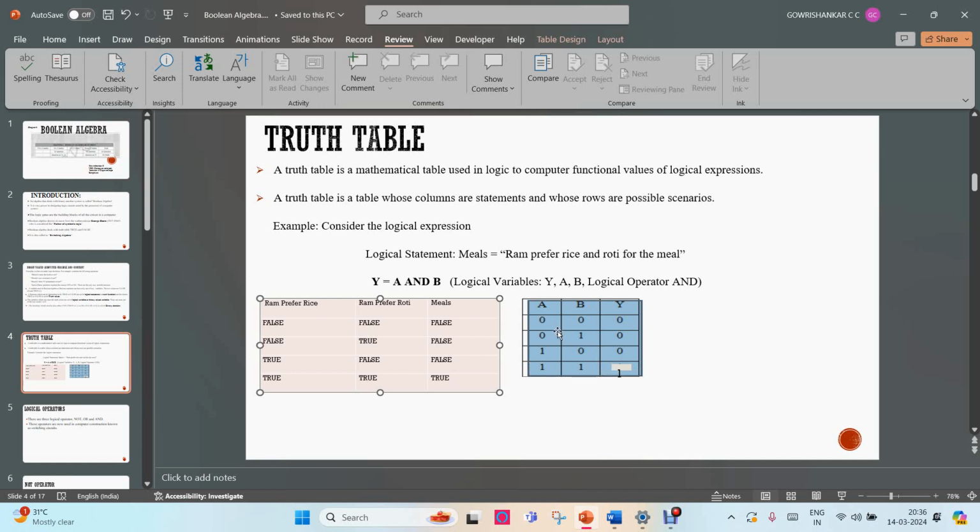See, A, Ram prefers rice: false, and the output becomes false. False, true: output false. Next, true, false: output false. Next, true means he prefers rice and he prefers roti also. For the meal, he prefers both conditions. I think you understand this topic.